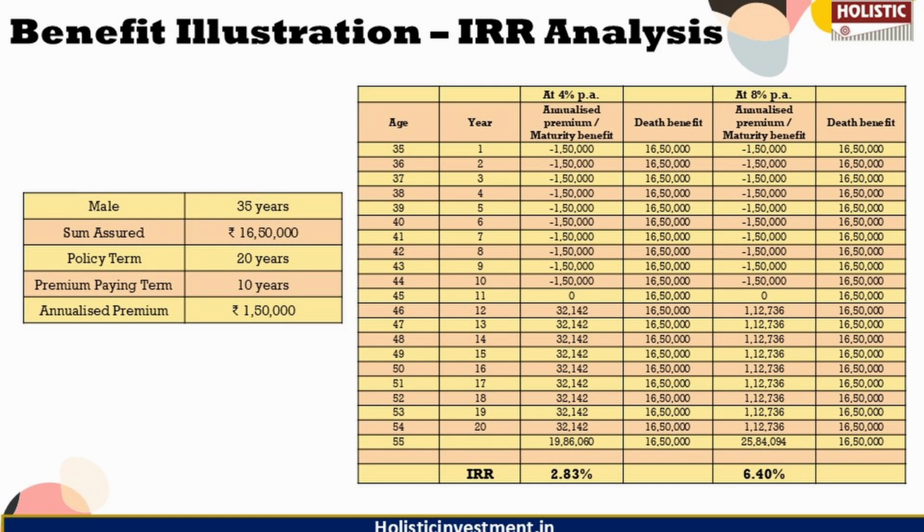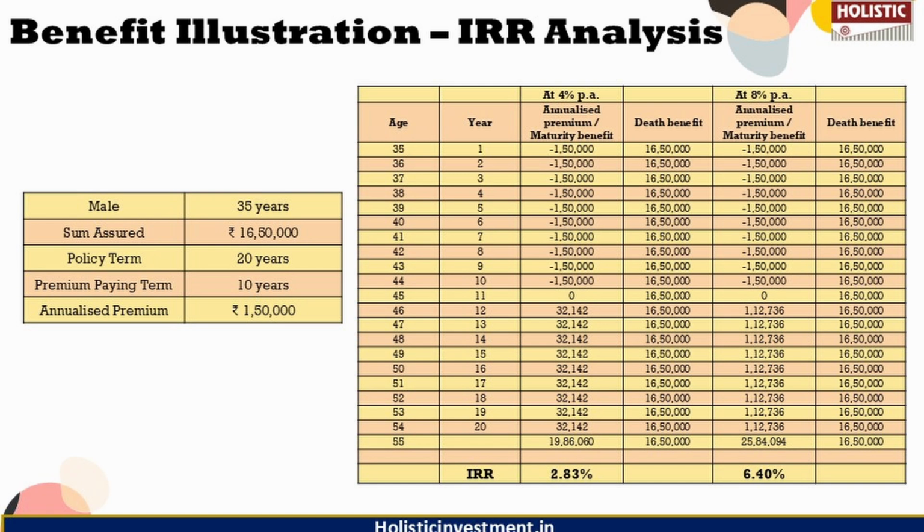This is not guaranteed and nor indicative of the upper or lower limits of the potential returns you can get from this policy. This is just to indicate the worst and best case scenarios, just to give you an idea about it. So at 4% return in the worst case scenario, the annual survival benefit is 32,142 rupees and the final maturity value is 19.53 lakhs. So it results in an IRR of 2.83% as per the policy's maturity calculator.